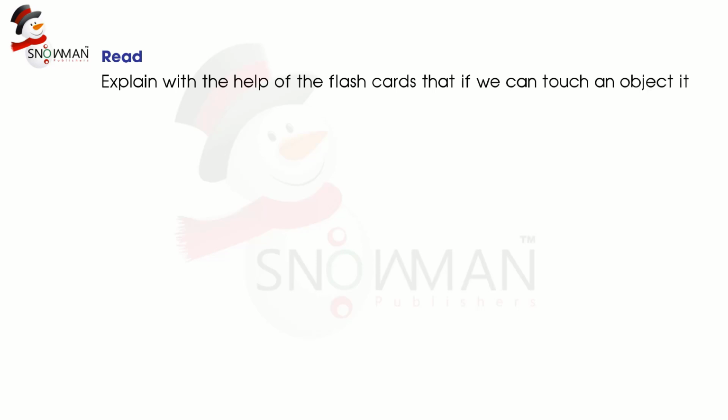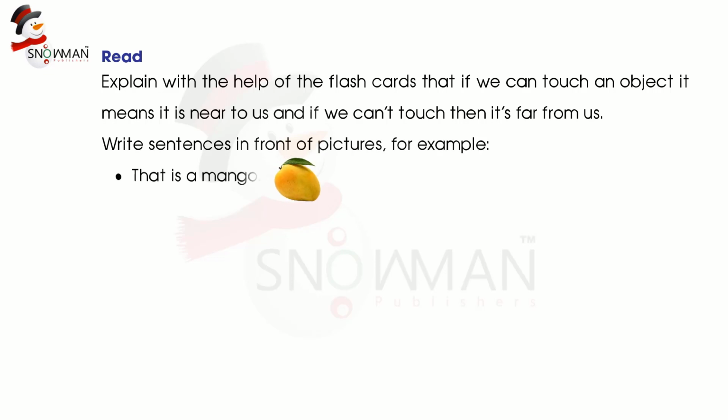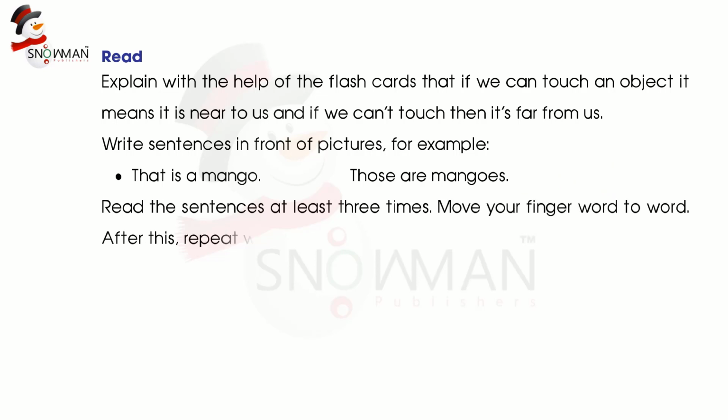Read. Explain with the help of flashcards that if we can touch an object, it means it is near to us. And if we cannot touch, then it's far from us. Write sentences in front of pictures. For example, that is a mango. Those are mangoes. Read the sentences at least 3 times. Move your finger word to word. After this, repeat with the students 2 times.